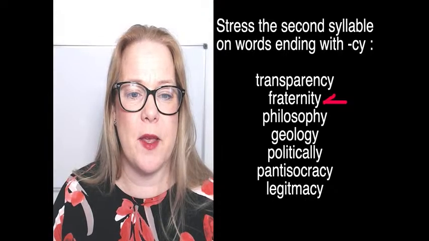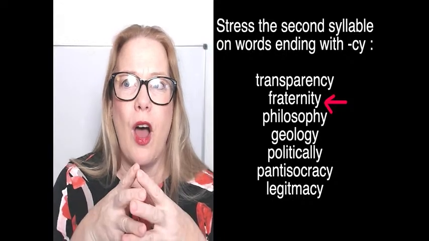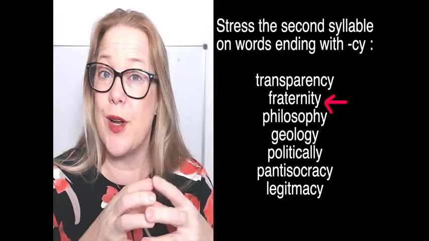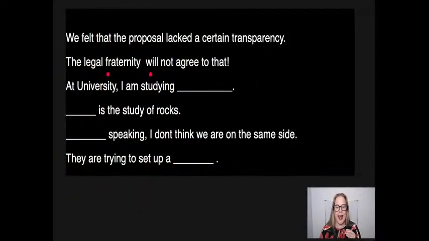Fraternity is like a small group of people of similar or same standings, professions or interests. So in this example, we're looking at the legal team, so like lawyers. This would be the legal lawyers will not agree to that. But you wouldn't say legal lawyers because it doesn't really make sense. It's not good grammar. So we use the word fraternity, the legal fraternity.